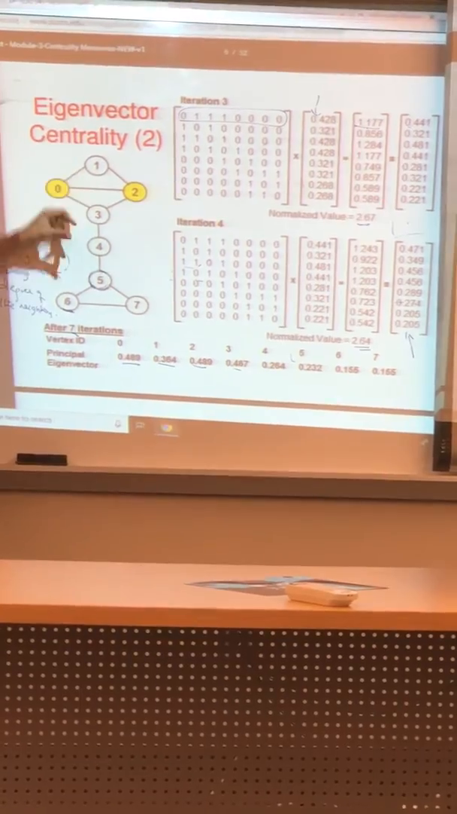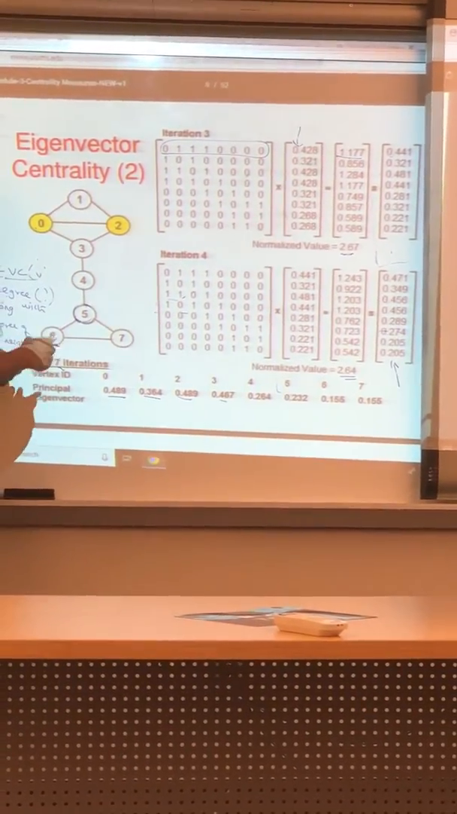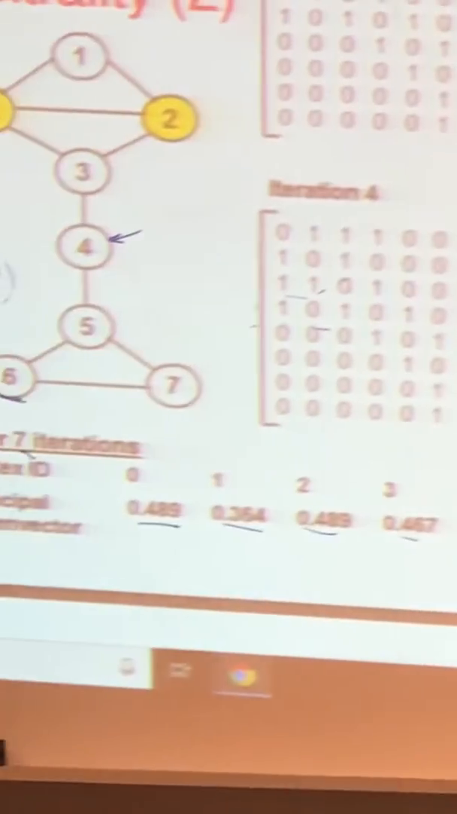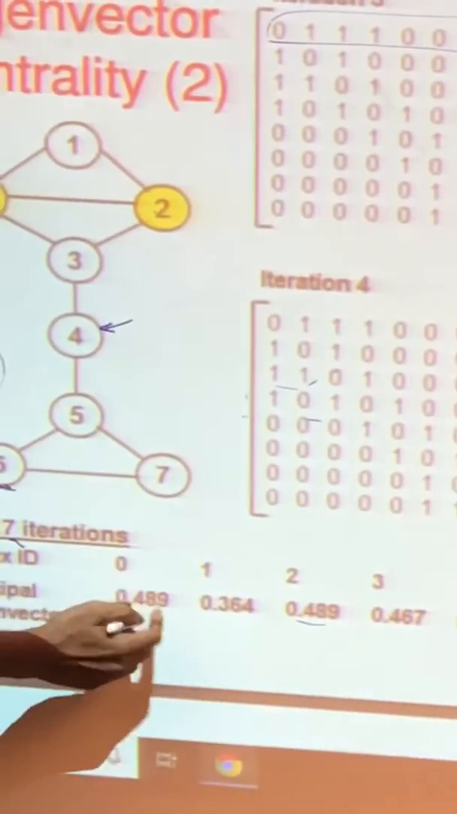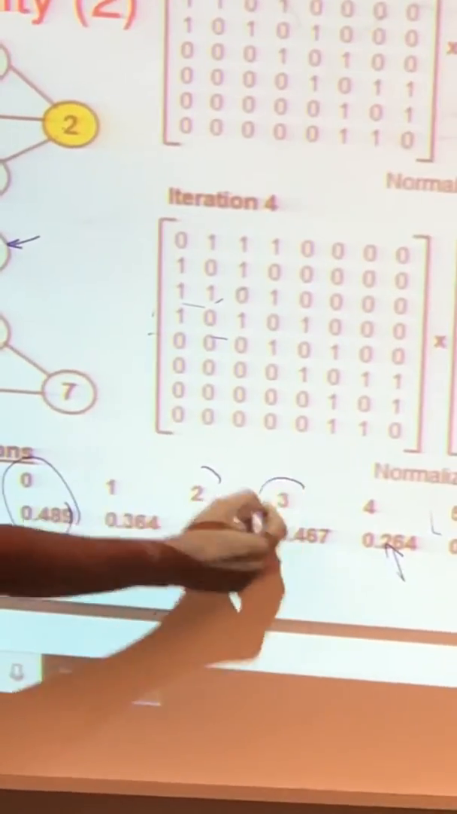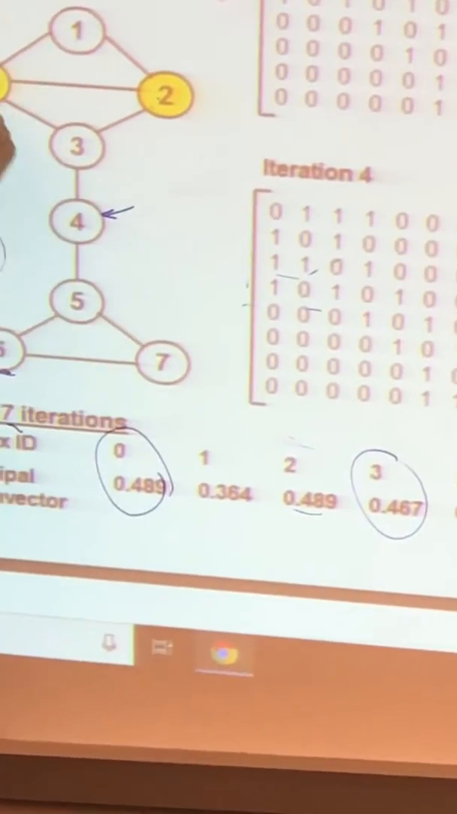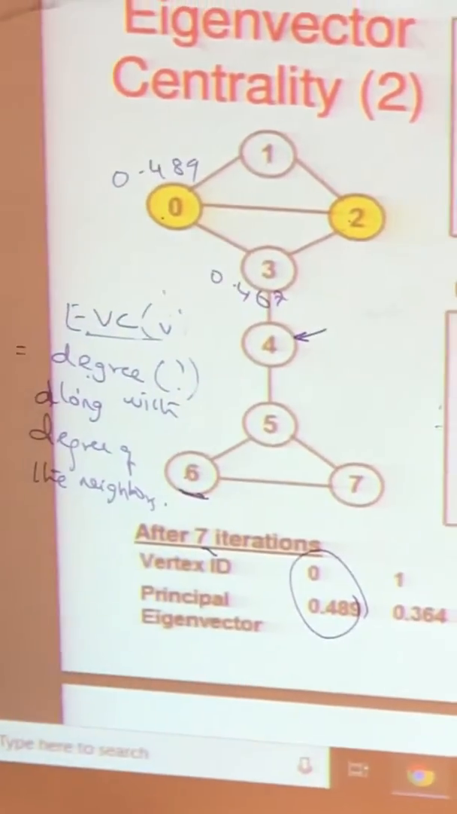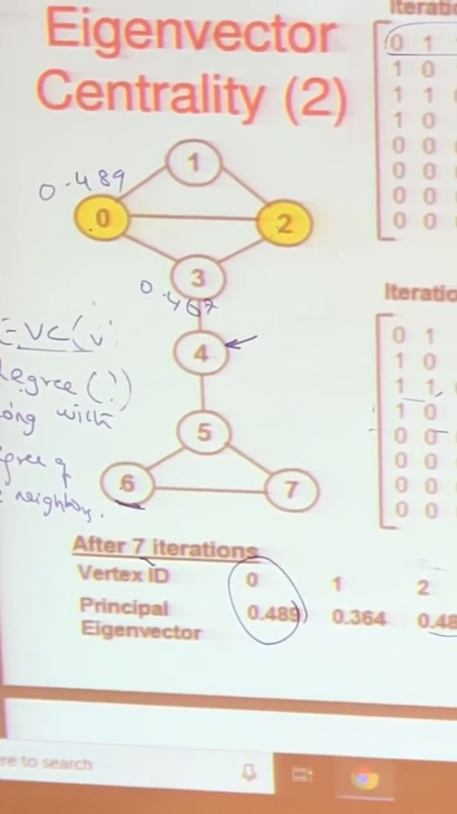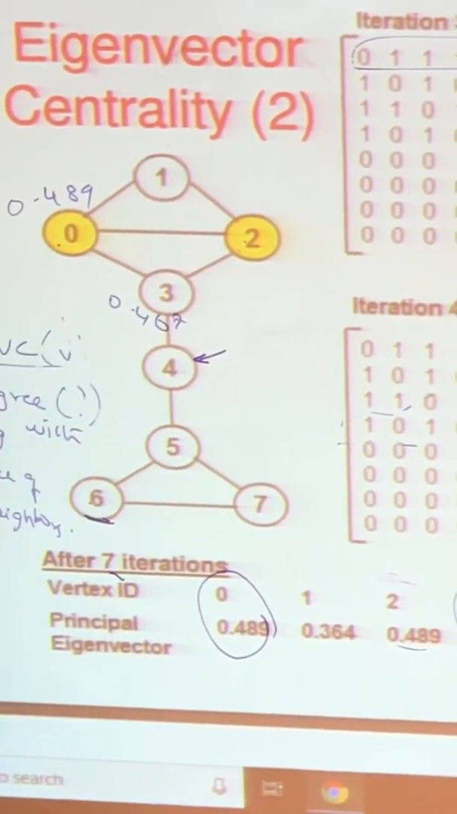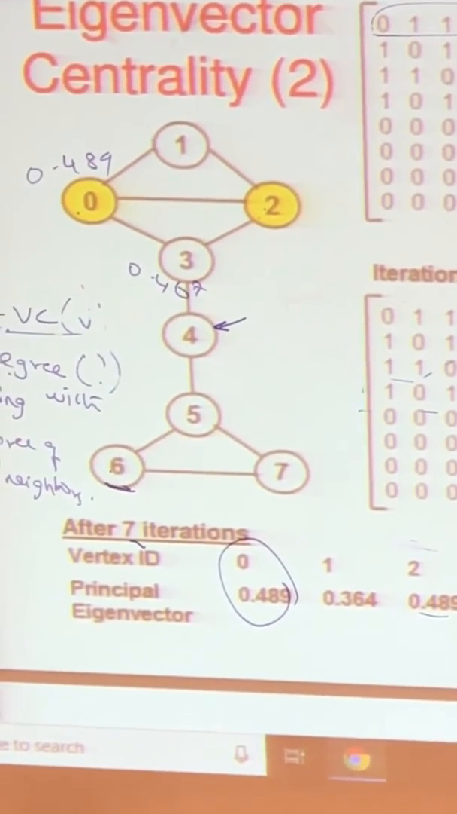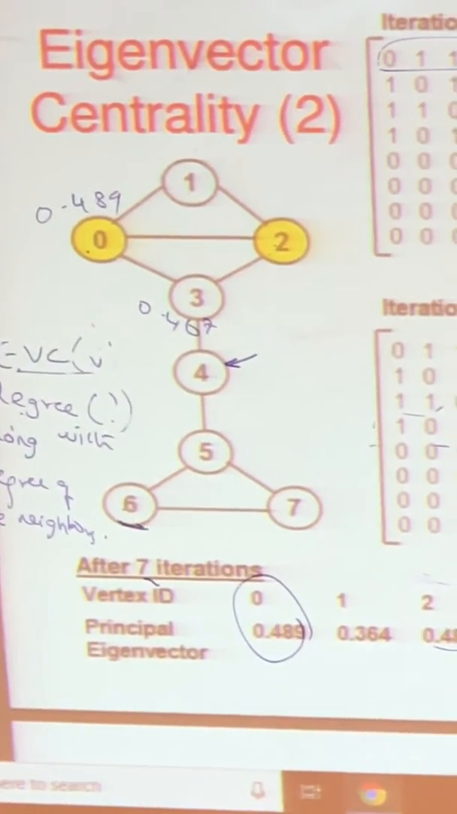But you see here, 3 has this 4 that has a lower degree as well as a lower eigenvector centrality. All this is taken into consideration. That's why you see a small difference between 0 and 3. Vertex 0 has 0.489, whereas vertex 3 has 0.467 as eigenvector centrality. They are different from each other because of this vertex 4, and that is taken into consideration. Any question on this eigenvector centrality?